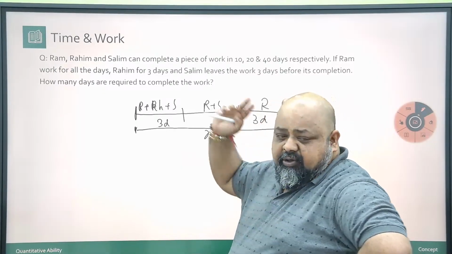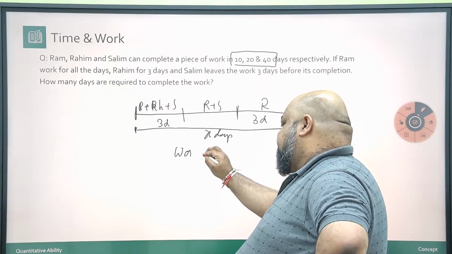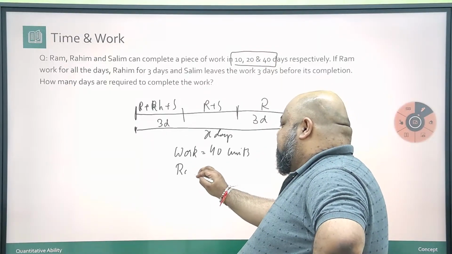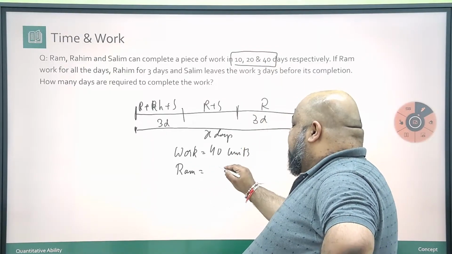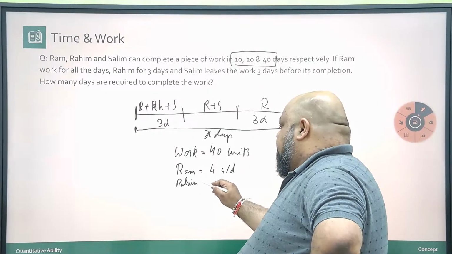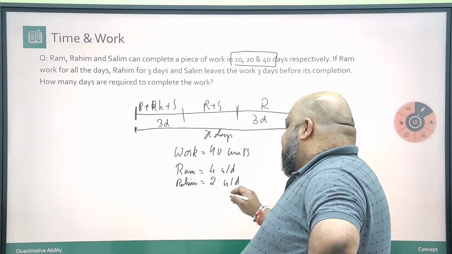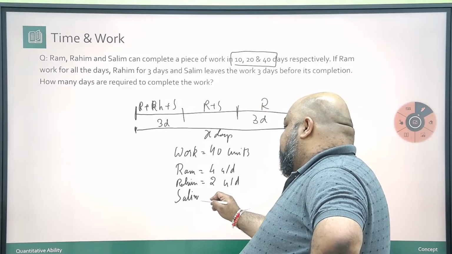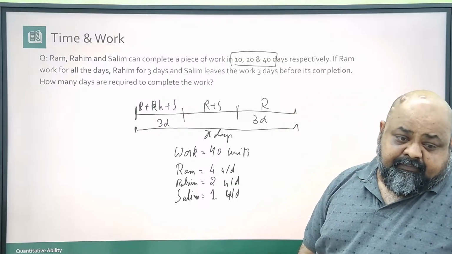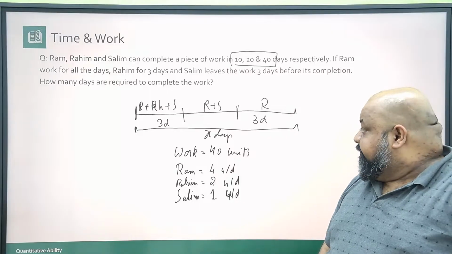Right? Now I go back to my process. I'm saying 10, 20, 40. Let the work be of 40 units, which means efficiency of Ram is 40 units in 10 days, 4 units per day, 40 by 10. Efficiency of Rahim, 40 units in 20 days, 40 by 20, 2 units per day. Efficiency of Salim, 40 units in 40 days, so 1 unit per day, 40 by 40. We have their efficiencies. Now I want to form an equation for the total amount of work done.